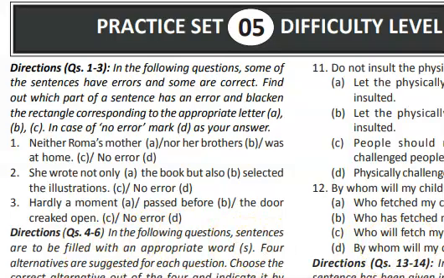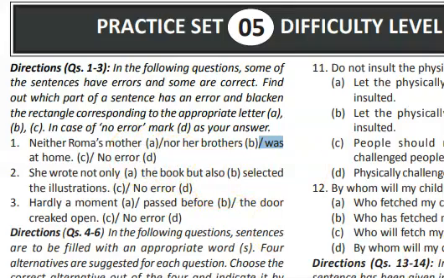Look at the first question. The first question is, neither Roma's mother nor her brothers was at home. C, no error D. I think by this you must have understood how you have to solve these questions. So here this "was" is wrong. Why is this "was" wrong? Because this is connected by neither nor.